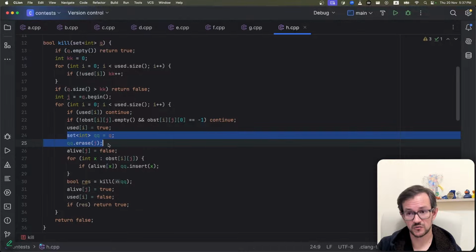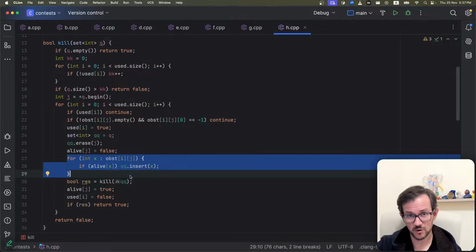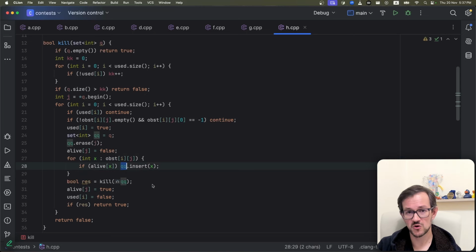Get a new set of killed monsters. So you need to kill all the same monsters except monster J, and you need to add all the monsters on this way. Okay, so you get a new set of monsters you need to kill. Remove this, add all these monsters. Now you have a new set. Try to kill this new set of monsters. If you succeed, you return true.